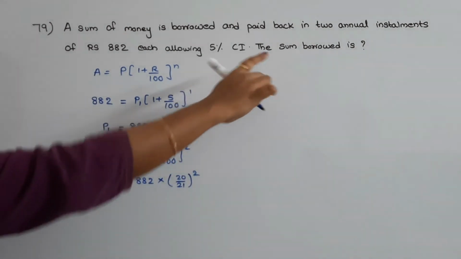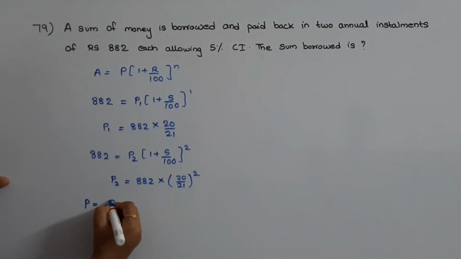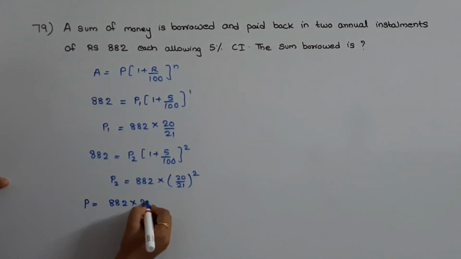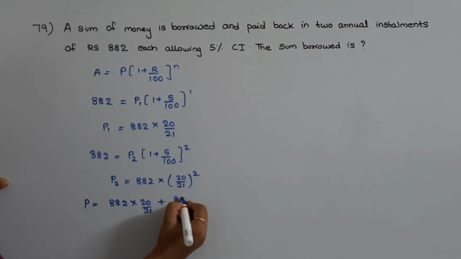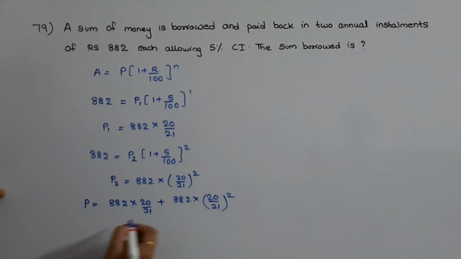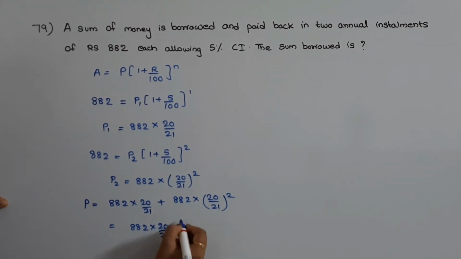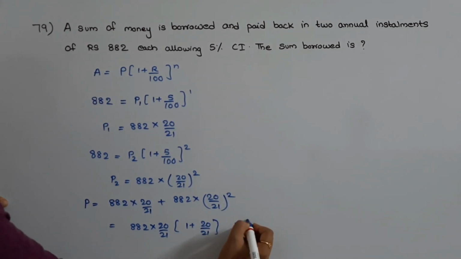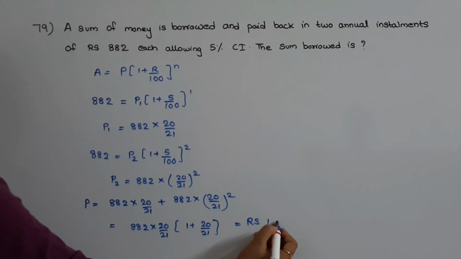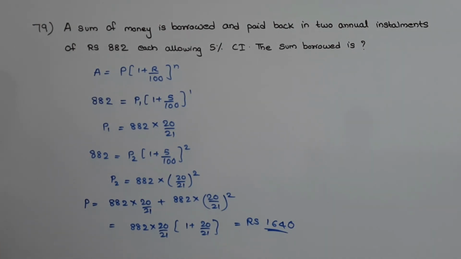We need to find out the total principal. So the total principal will be equal to P1 plus P2. That is 882 into 20 by 21 plus 882 into 20 by 21 whole square. So on solving this, you will get 882 into 20 by 21 into 1 plus 20 by 21. So the answer will be equal to rupees 1640. So on solving this, you will get the total principal as rupees 1640.